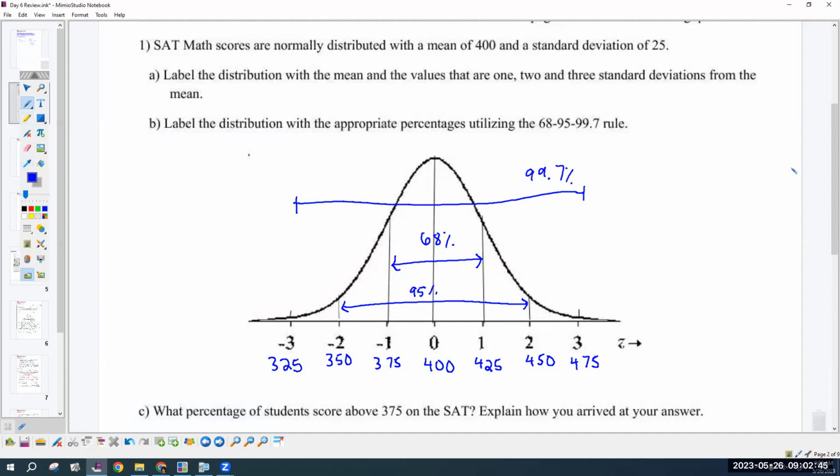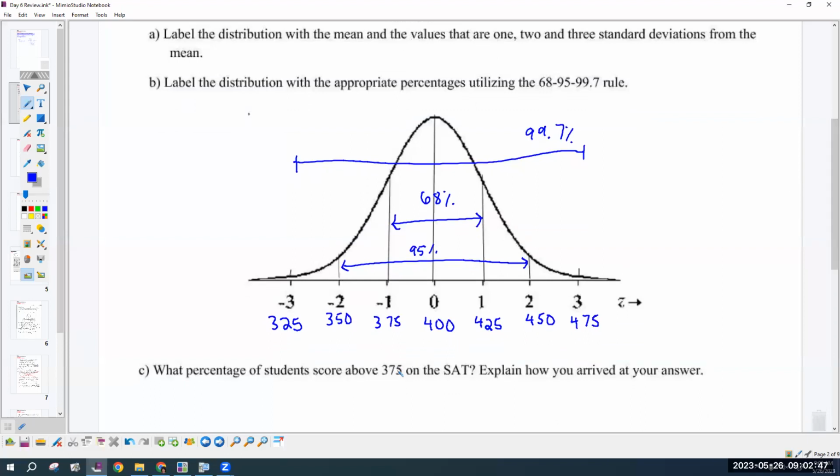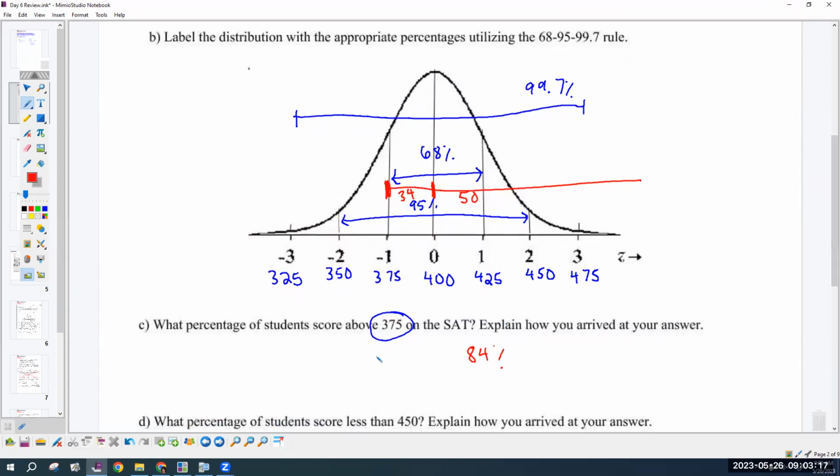Letter C asks what percent of students scored above 275. So if I'm looking at my graph, I see that we're talking about this area from here up. Now I know from 0 at 400 up, this is 50%. And I know between these two red lines is half of 68. So this is going to be 34%. So it's going to be approximately 84%. Explain how you arrived at your answer. I'm not going to write it out in words, but I just added 34 plus 50.